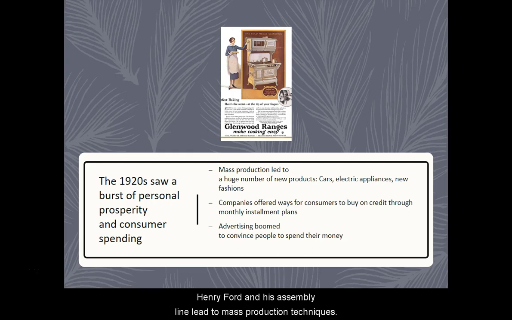Henry Ford and his assembly line lead to mass production techniques in multiple different industries. And this allows us to make products cheaper, more efficiently, and quicker. So we get a huge number of new products hit the market. For example, cars, your first electric appliances, new fashions for men and for women.